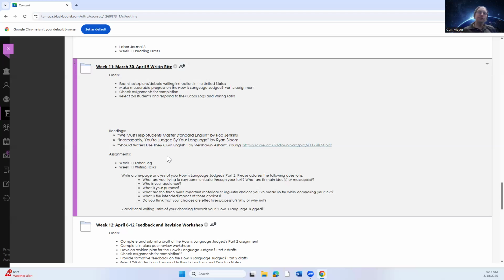Now, let's consider Rob Jenkins, right? So Jenkins argues very much for the teaching of standard English. But he does point out that what standard English is has evolved, right? Standard English is not the same as it was in 1850. It's not the same as it was in 1950, right? But there is, he says, still a standard.